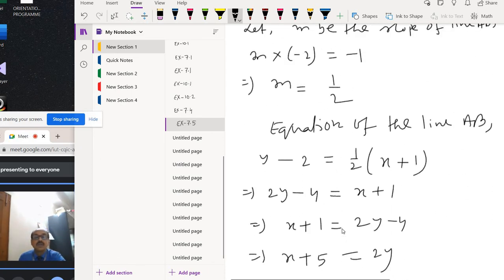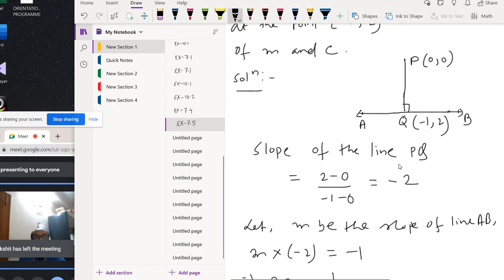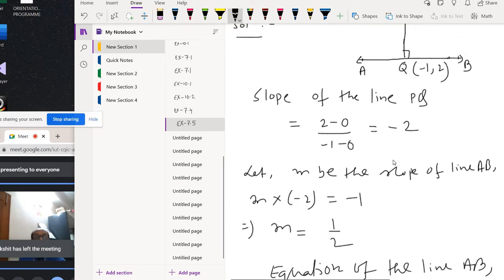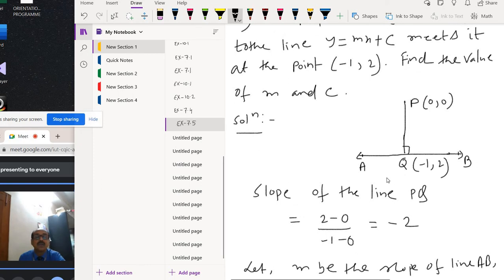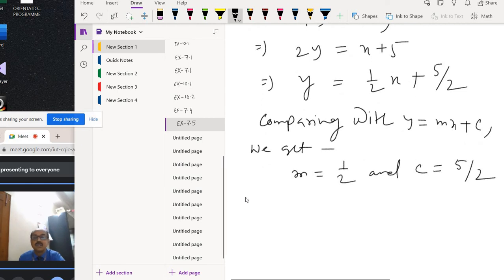Is the question clear? Did all of you understand? The origin P is 0 0, it is given, and point Q is given. So first you find the slope of the line PQ, then the slope of the line AB, because these two lines are perpendicular. Then find the equation of AB in the form y equal to mx plus c, then you will get m and c.